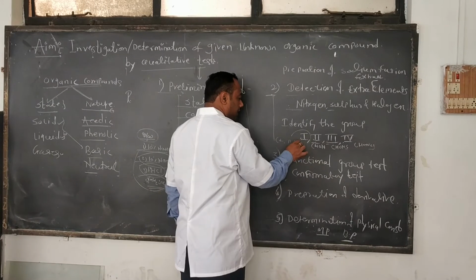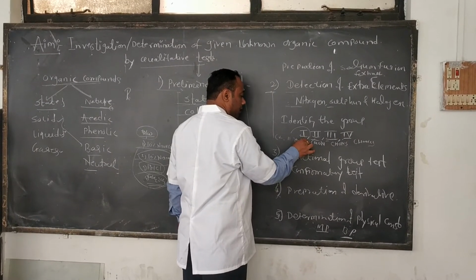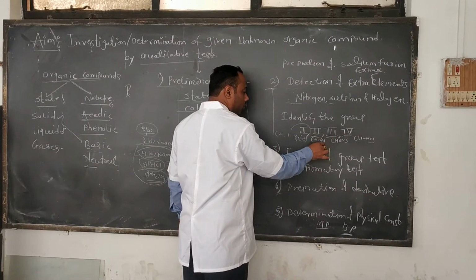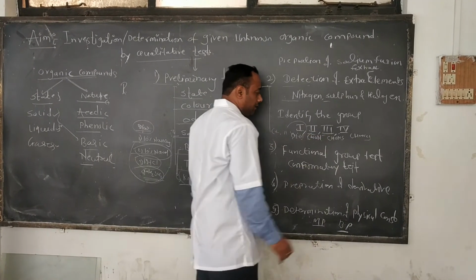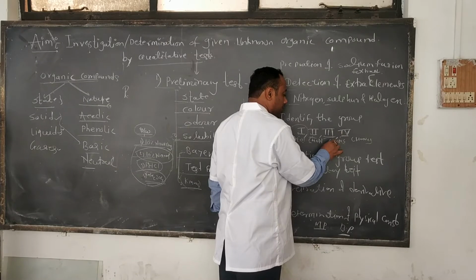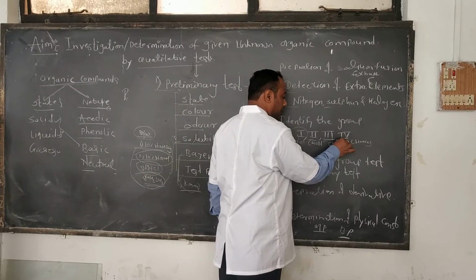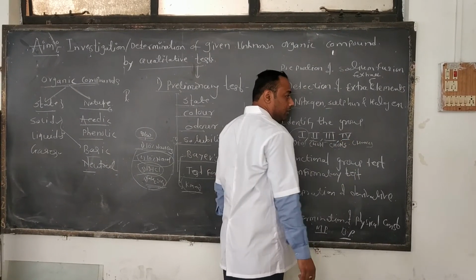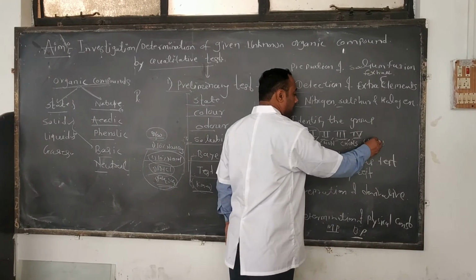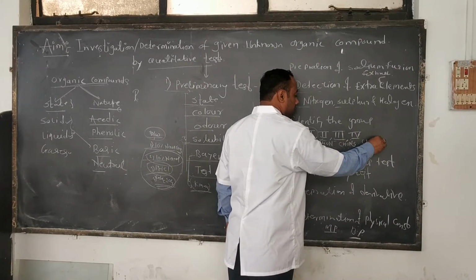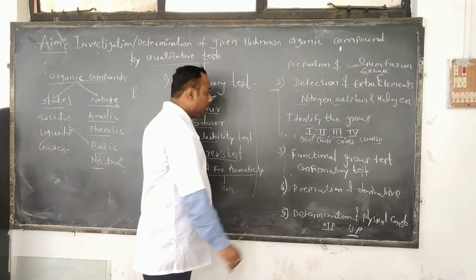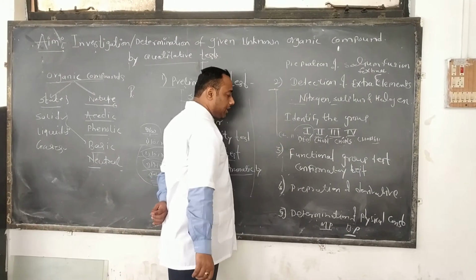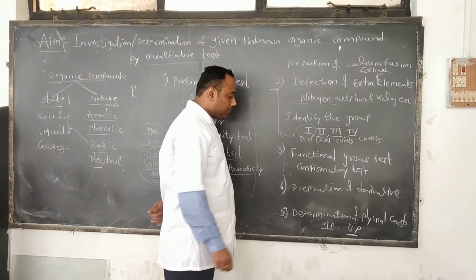Group number 1 contains only carbon, hydrogen and oxygen. Group number 2, along with carbon, hydrogen, oxygen, may have nitrogen present. Group number 3 includes carbon, hydrogen, oxygen, nitrogen and sulfur. And in group number 4, it may be carbon, hydrogen, oxygen, nitrogen, sulfur and any type of halogen present in the organic compound. Then the next is the functional group test, which is also called the confirmatory test.